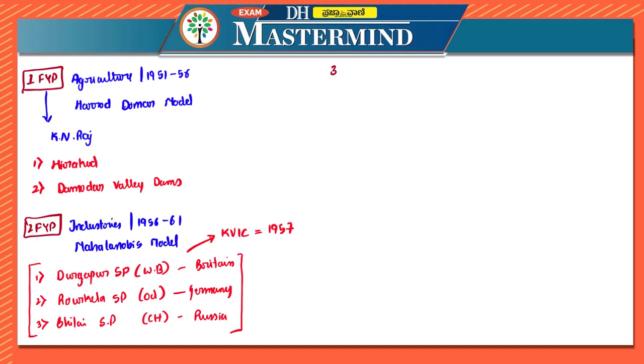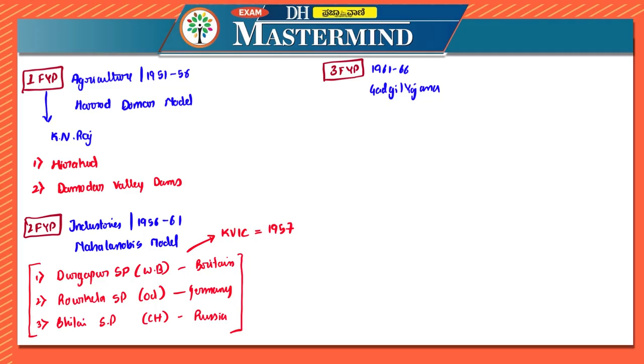Next one, the third 5-year plan. When was this third 5-year plan? It was from 1961 to 1966. This was also known as the Gadgil Yojana, as Gadgil was the deputy chairman of the planning commission at that point of time.